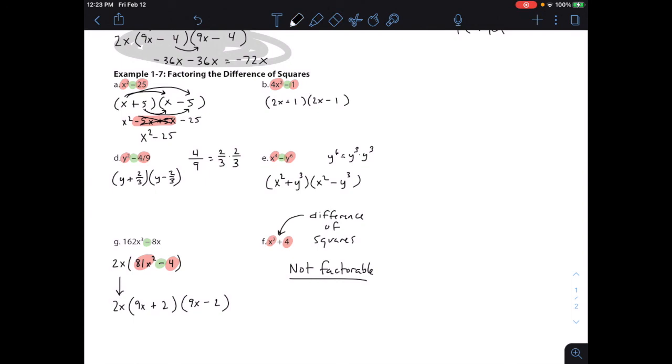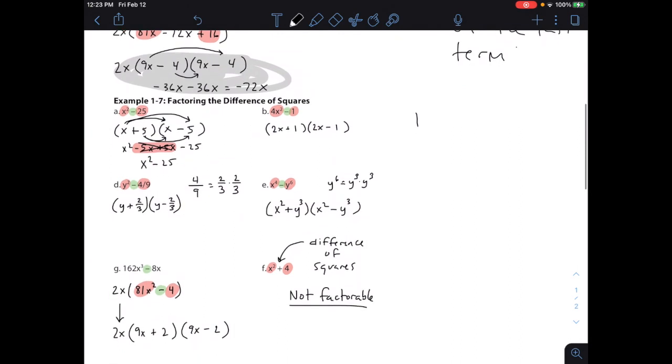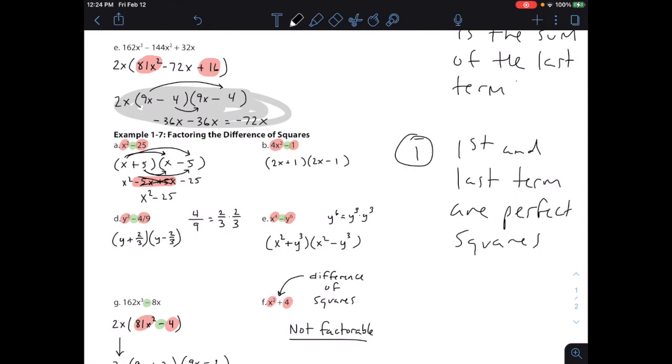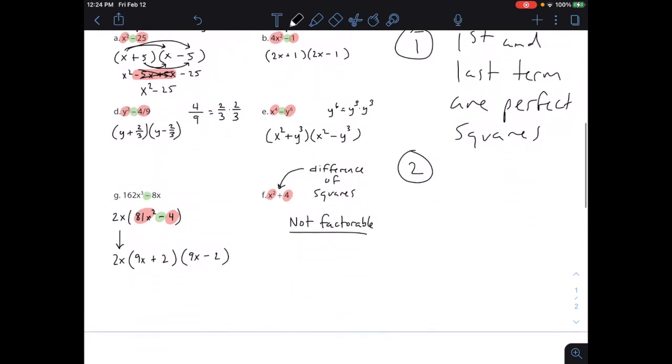All right, rules for difference of squares. 1. First and last term are perfect squares. Same rule, right? Okay, and then the second rule is we have a minus sign between them. Only 2 things to look for. 2 perfect squares, and we have a minus sign. Then you can factor it by difference of squares.